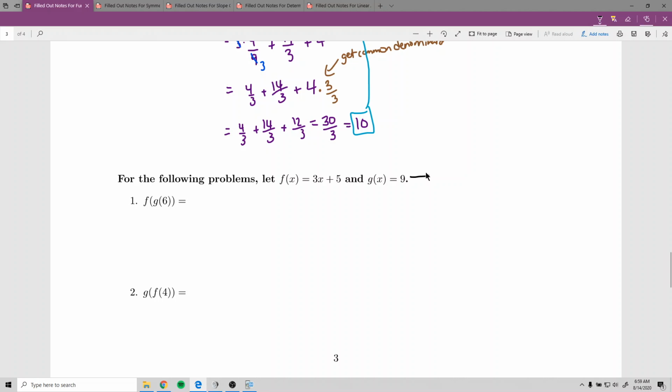But one thing I want to point out here, this is where the main mistakes are on these problems, is what g of x equals 9 means. When a function equals a number, then what it's telling you is no matter what you plug in for x, the output is that number. So what this is saying is no matter what x value is plugged into g of x, the output is always 9.